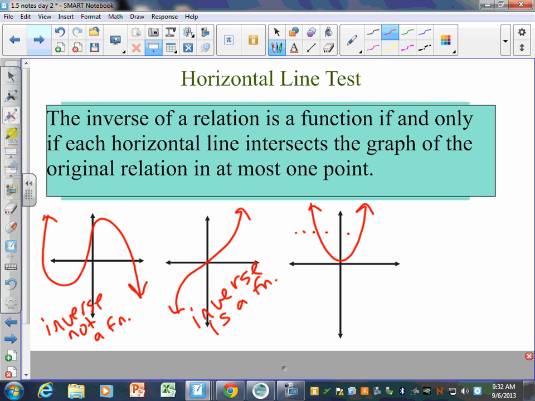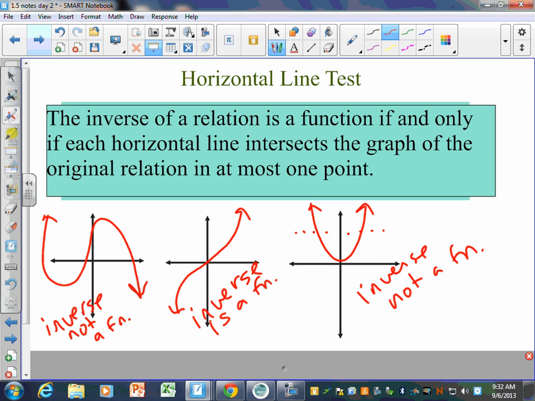If I drew a horizontal line through there, right? Horizontal line test. Inverse is not a function. So there are a few questions on your homework today that are just pictures of graphs, where you get to say, is the inverse a function or not a function? And remember, we're talking about the horizontal line test, because if the domain and range switch for the inverse, we need to make sure the y's don't repeat themselves.